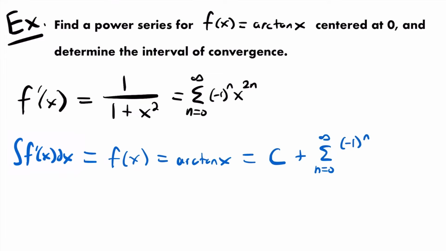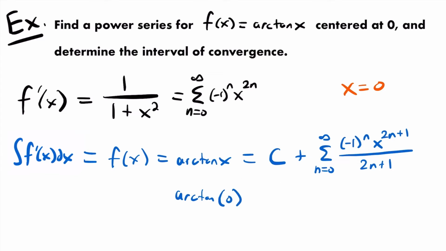And then we integrate x to the power of 2n by adding 1 to the exponent and dividing by that new exponent of 2n plus 1. All right, so this right here is the integral of this power series. However, we do want to solve for that value of c. And so what we can do is choose a convenient value of x that will allow us to solve for c. And what I mean by that is if we let x equal 0 for this equation, we'll have arctangent of 0 is equal to c plus this power series.